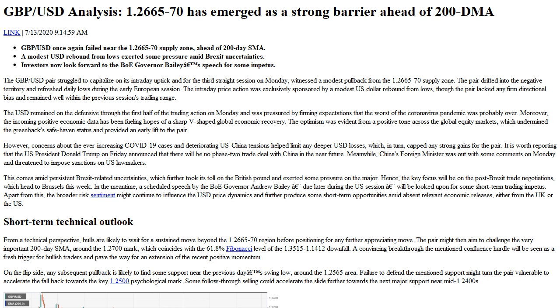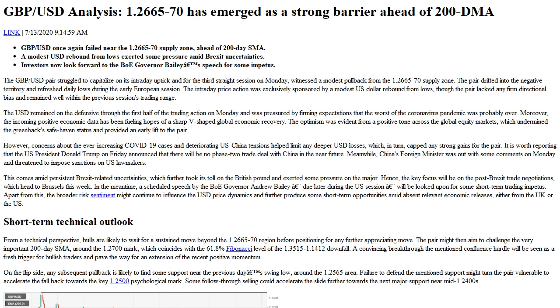This comes amid persistent Brexit-related uncertainties, which further took its toll on the British pound and exerted some pressure on the major. Hence, the key focus will be on the post-Brexit trade negotiations, which head to Brussels this week. In the meantime, a scheduled speech by BoE Governor Andrew Bailey due later during the U.S. session will be looked upon for some short-term trading impetus. Apart from this, the broader risk sentiment might continue to influence the USD price dynamics and further produce some short-term opportunities amid absent relevant economic releases, either from the UK or the US.